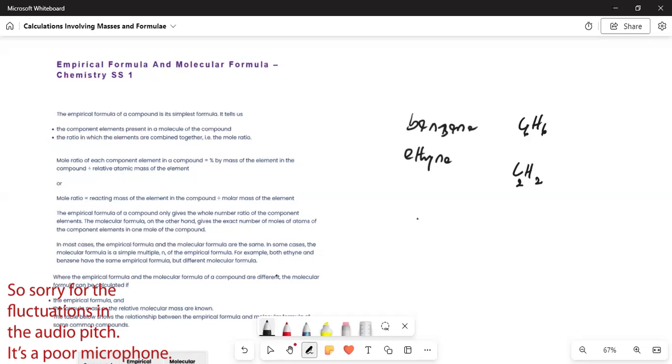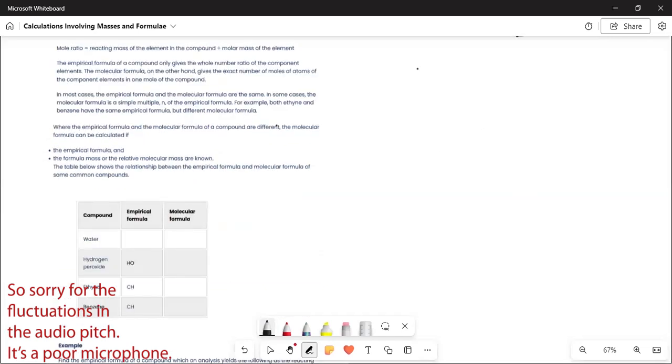We have an example here. It says the table below shows the relationship between the empirical formula and molecular formula of some common compounds. Now, the empirical formula of water is H2O. The molecular formula is also H2O. We said earlier that the empirical and the molecular formula of most compounds are usually the same. So in this case, for water, they are the same thing. For hydrogen peroxide, the empirical formula is HO, but the molecular formula is H2O2. Then ethyne, the empirical formula is CH, molecular formula is C2H2.